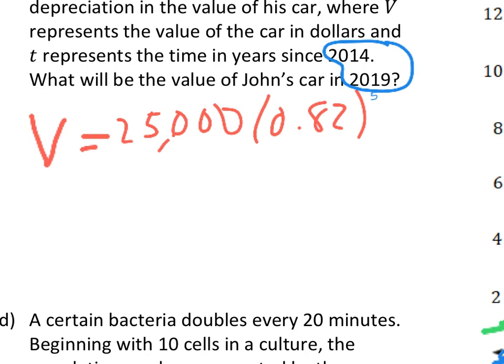So again, I'll use this in my calculator. V equals $25,000 times 0.82 raised to the 5th power. Alright, when we plug that in, we're going to get $9,268. And because this is money, we'll round to the nearest hundredth place, and that makes it 50 cents.